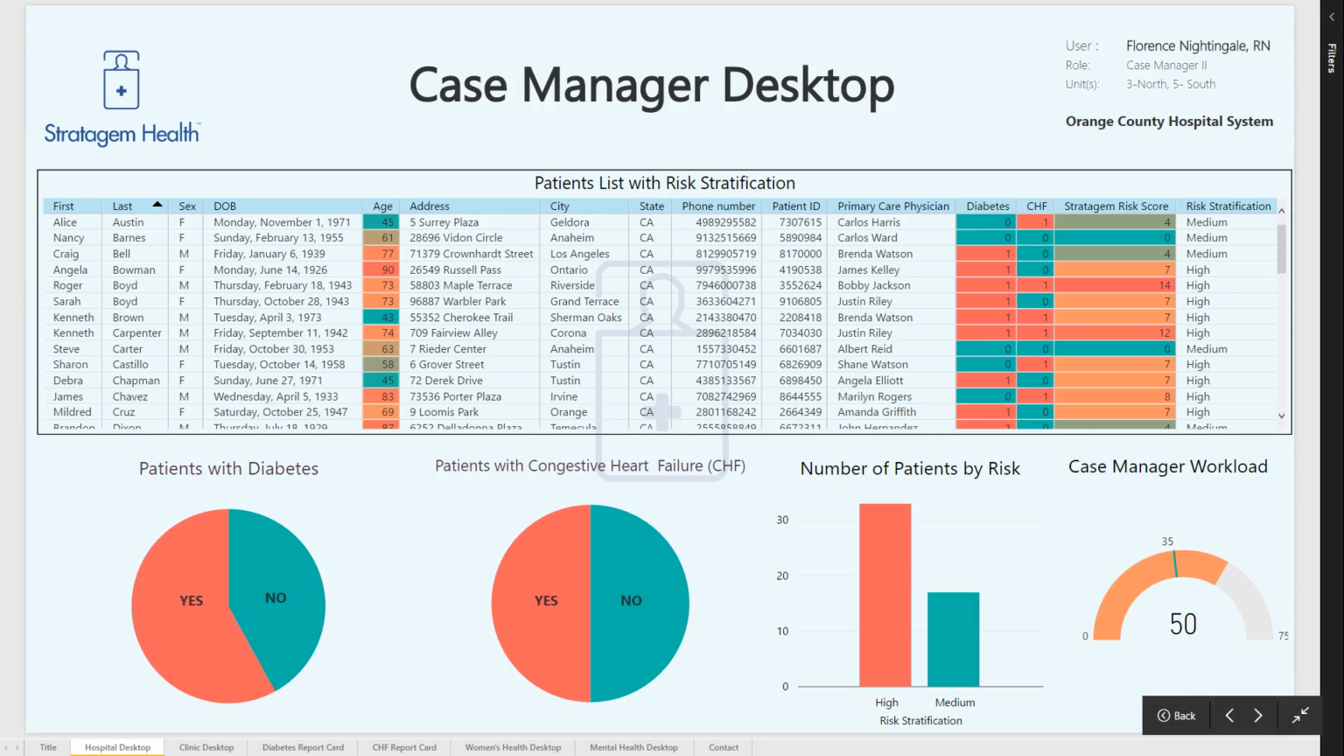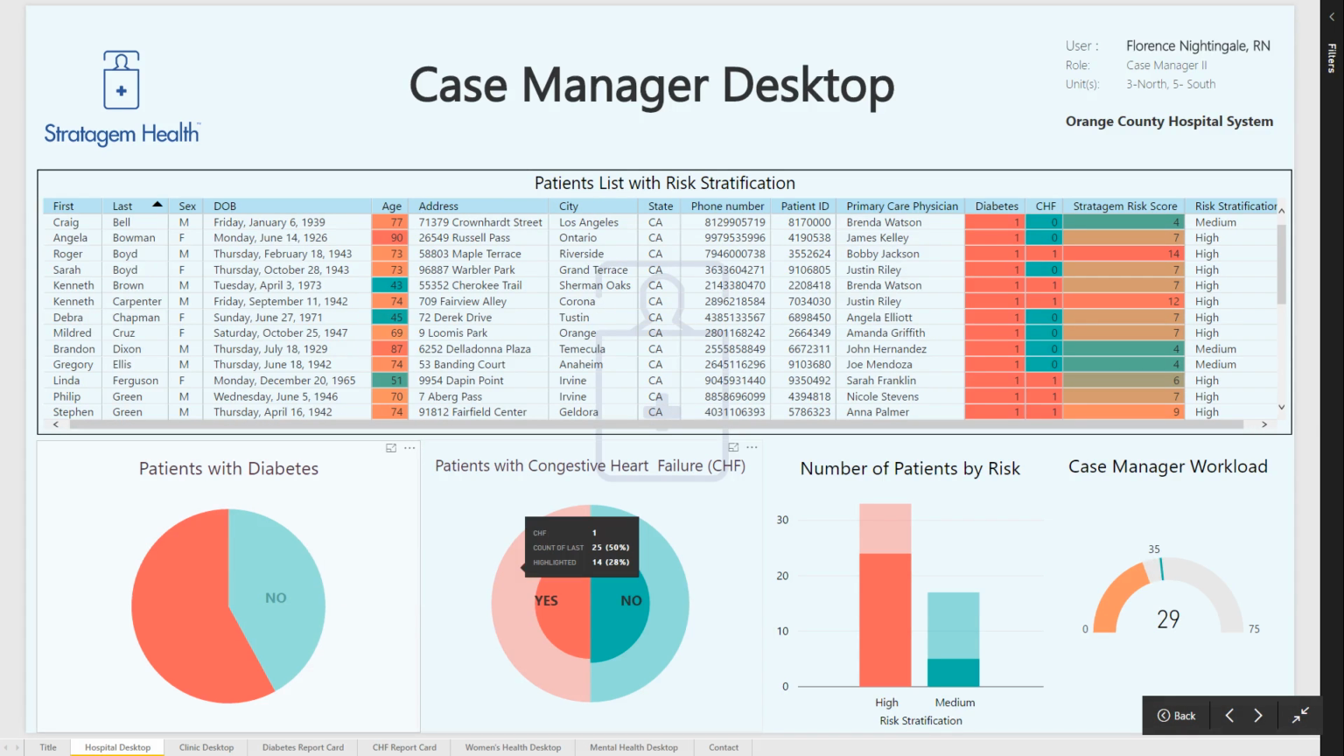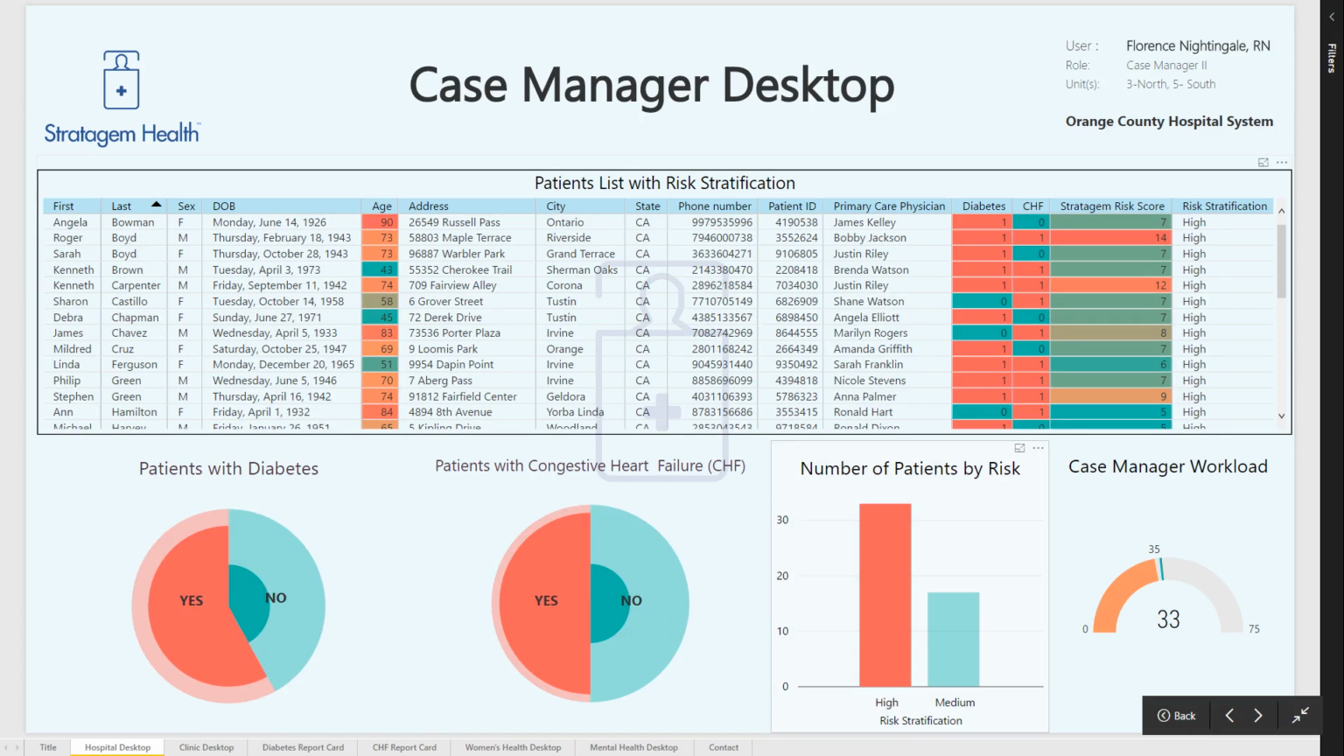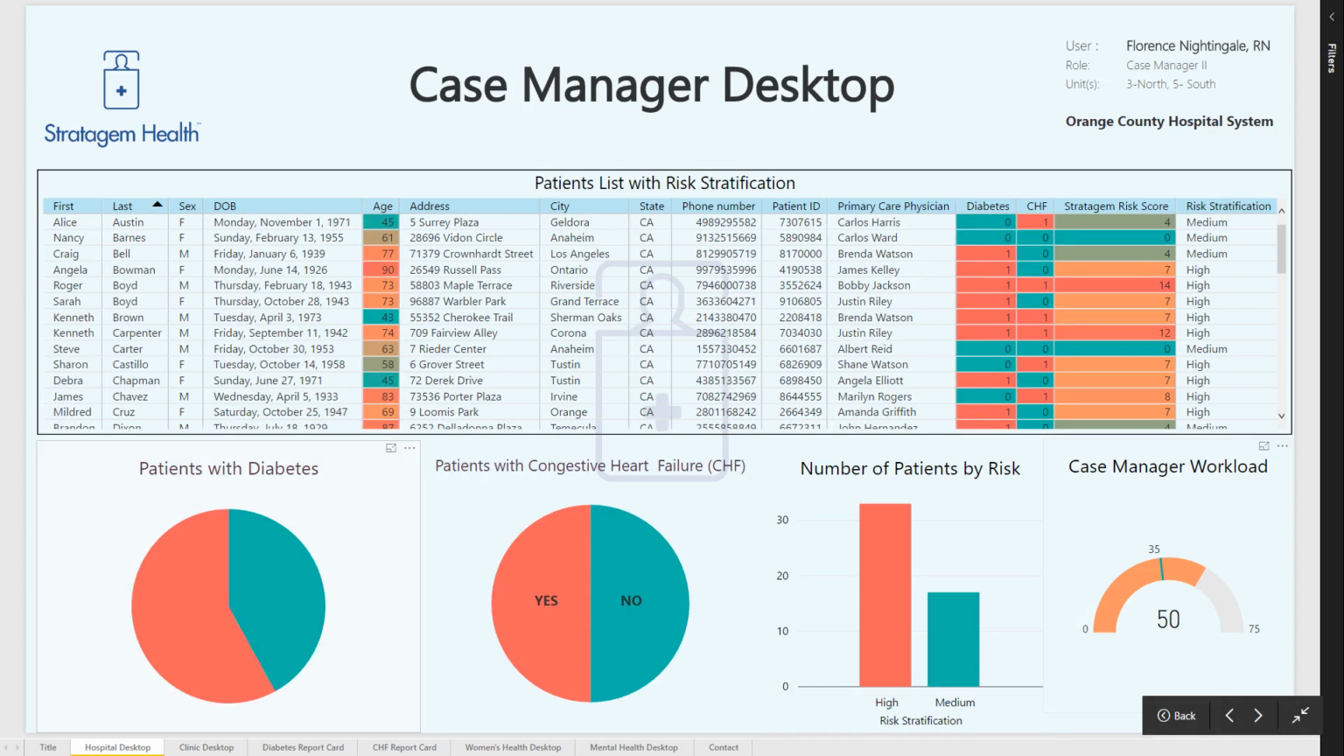So the case manager would be able to screen patients that have diabetes. Of those subset of patients, he or she will be able to see those patients that also have congestive heart failure. Further, these patients are stratified by Stratagem's risk score into patients that are at high risk and those patients that are at medium risk. And those patients can further be drilled down by conditions such as diabetes and congestive heart failure. The case manager also has a preview of his or her caseload.